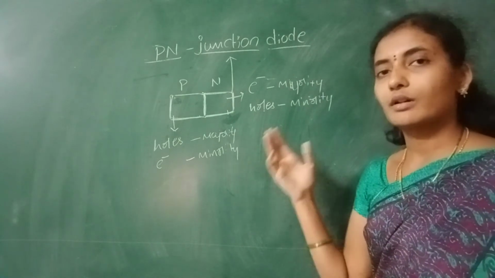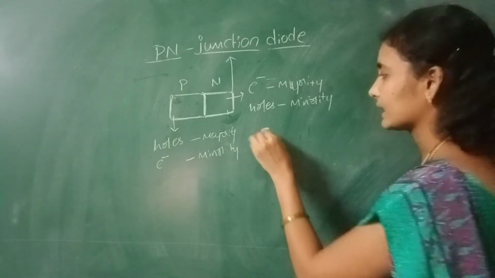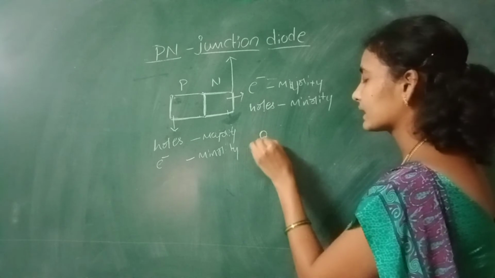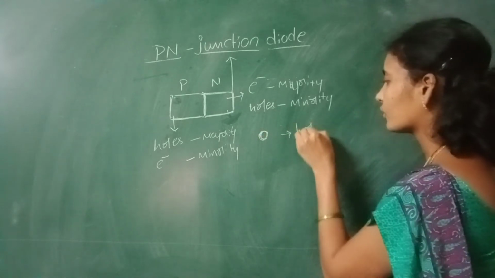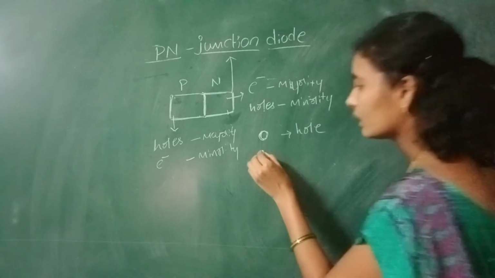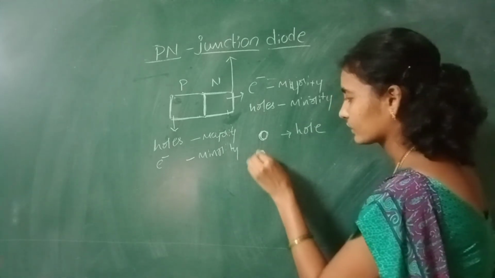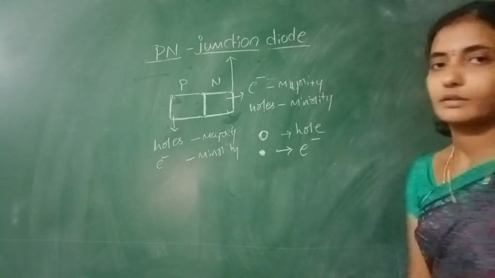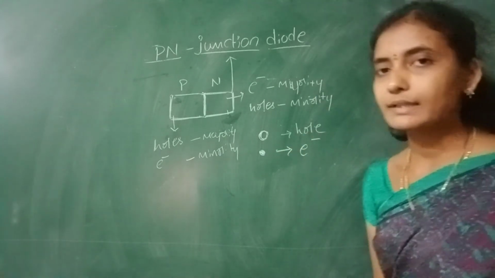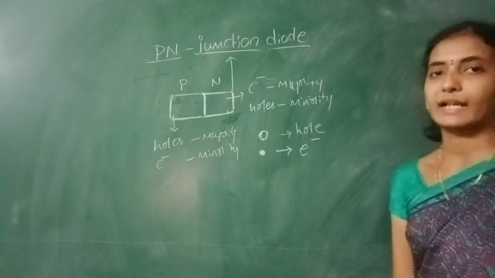The representation of holes and electrons is as follows: a complete, empty circle is the representation of a hole, and a dark circle is the representation of an electron.